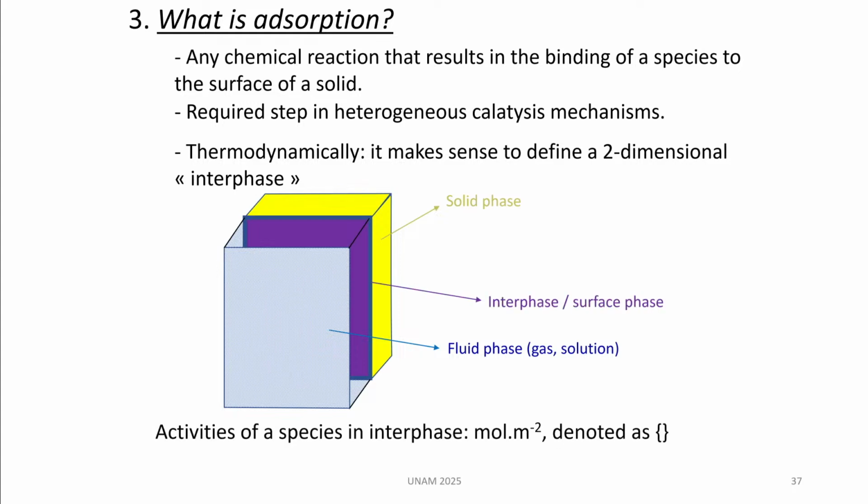And so we can define an activity of these molecules, but they would not be in molecules per liter, but in molecules per unit of surface, in molecules per square meter, for example. And they would be denoted by the curly brackets in what follows.